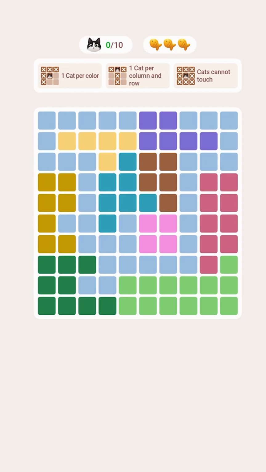This cat puzzle is one of those games I've been playing almost every day, and if you're wondering why, it's because it's much more than just a puzzle.